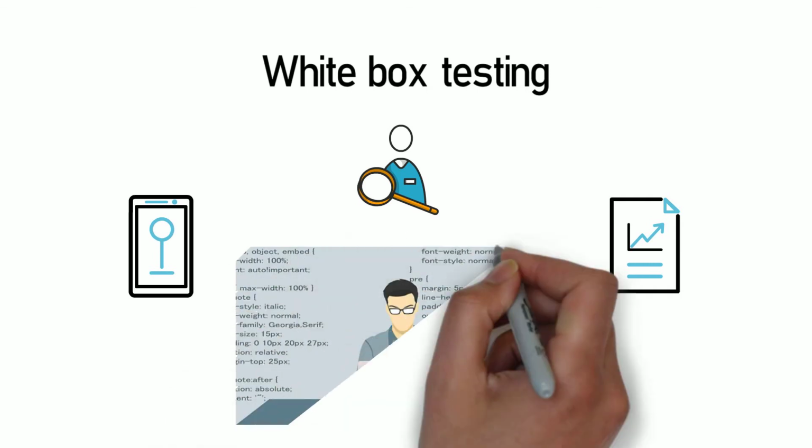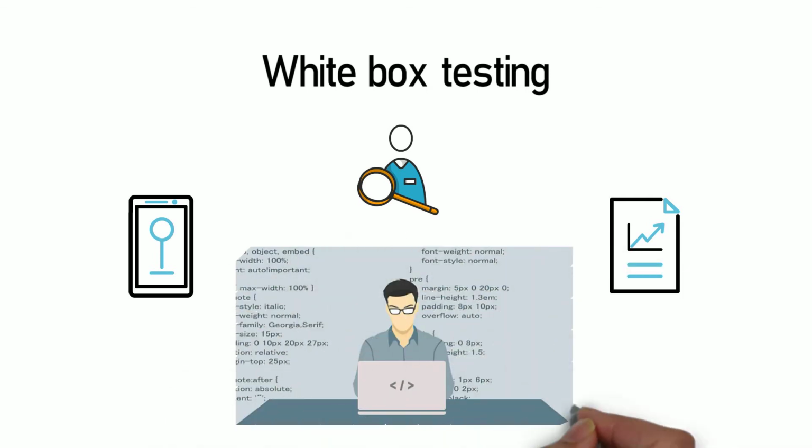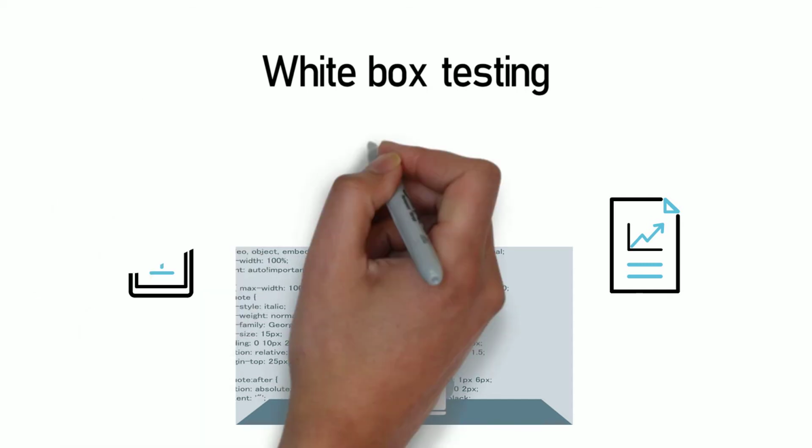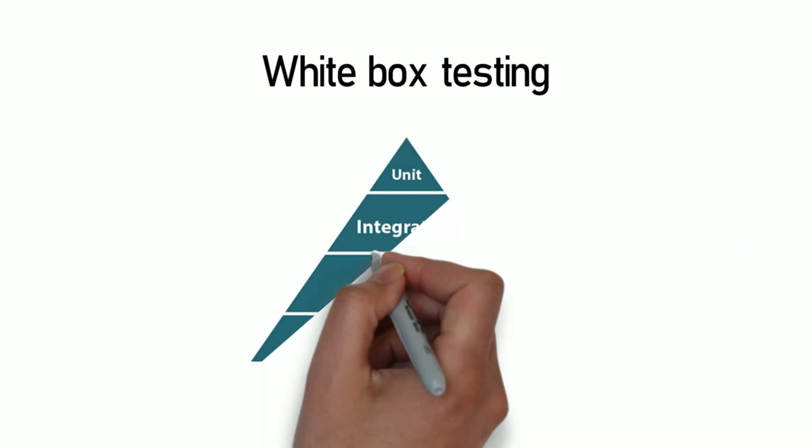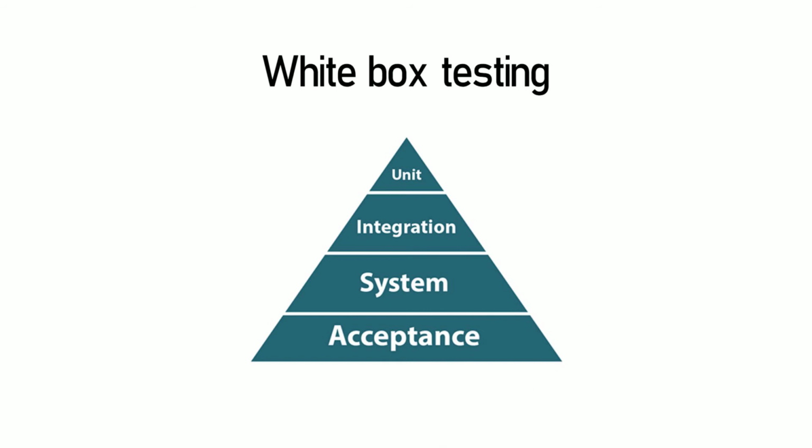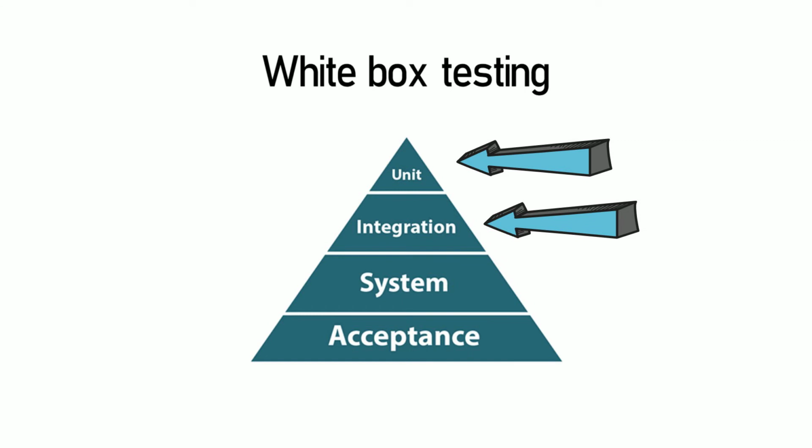Since developers already have knowledge of all these, mostly developers are required to do white box testing to test their own code. Now, among the different levels of testing, namely unit, integration, system, and acceptance testing, white box testing is applicable to the lower levels of testing only, that is unit and integration testing, in which we have to deal with the individual modules of the application and their interfacing only.